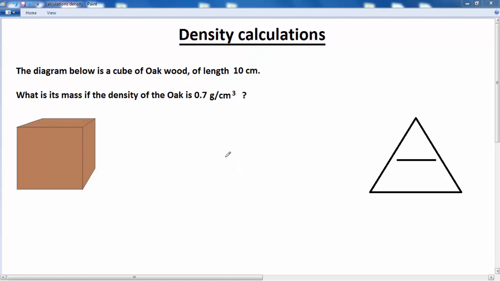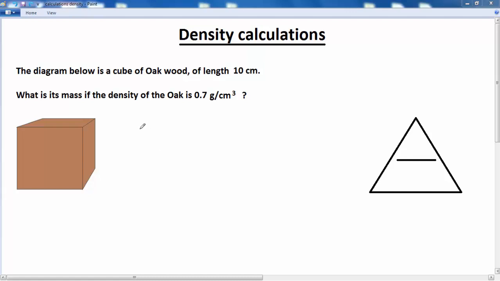In this lesson we're going to have a look at a couple of density calculations so that we can practice using the density formula. So the first problem, we see the diagram below is a cube of oak wood of length 10 centimetres, and we're asked what is its mass if the density of the oak is 0.7 grams per cubic centimetre. So in all problems what I recommend you do is to write down clearly your starting formula.